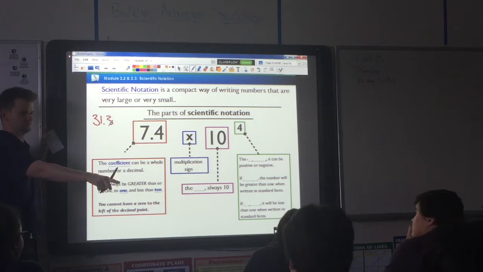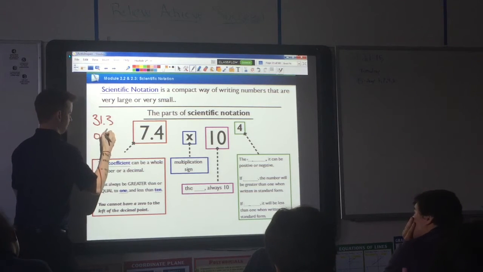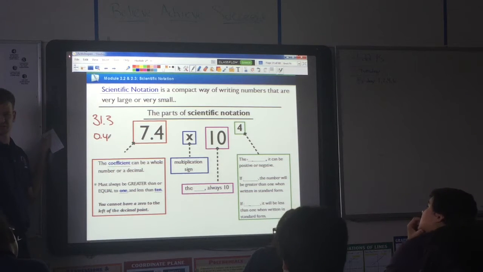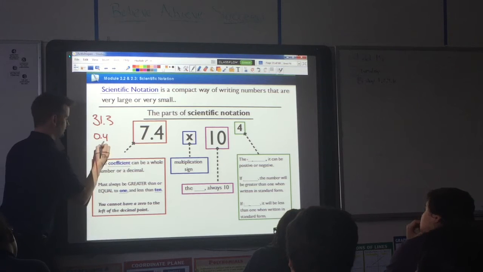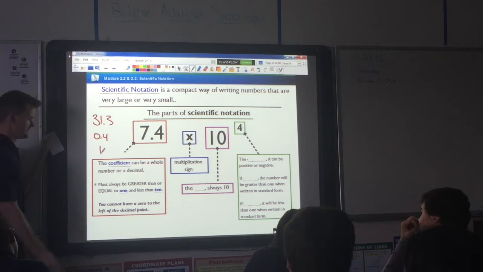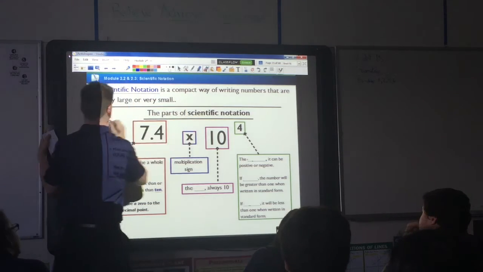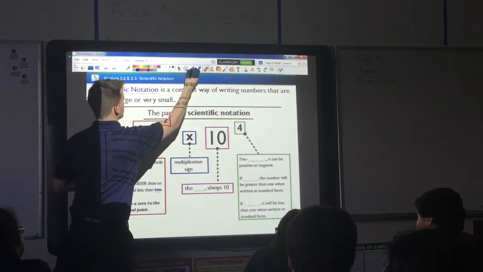It's greater than 10. Would this be a good coefficient? No, because it is less than 1. Would this be a good coefficient? Yes, because it's greater than or equal to 1. All right. So that's the first part, coefficient, the most important part.